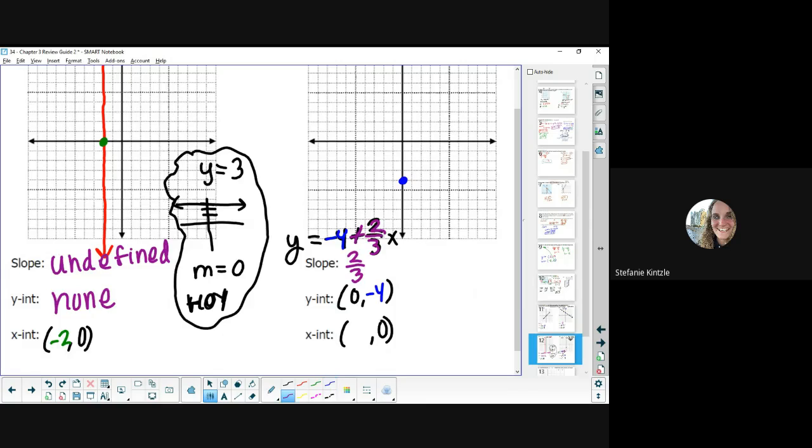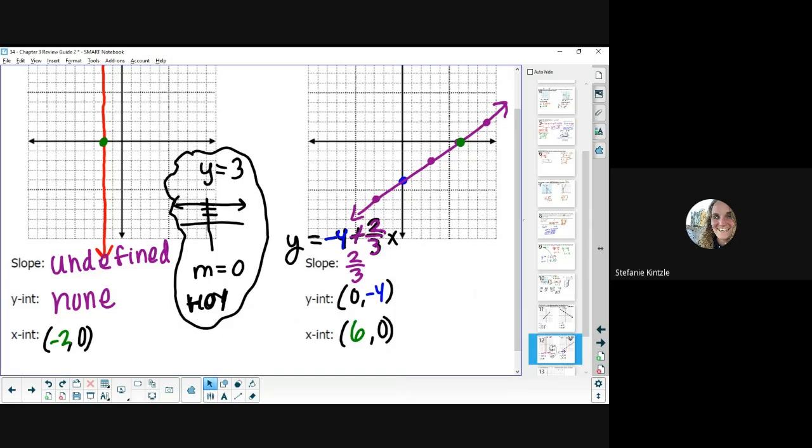So positive 2/3 rises up 2. Run is to the right 3. Okay, is that going to give me a positive slope? Yep. So I can go down 2 to the left 3, and then just plot a couple more points. We need the x-intercept, so there we go. There's my line. Where does my x-intercept end up being? Good, 6, 0. Good.